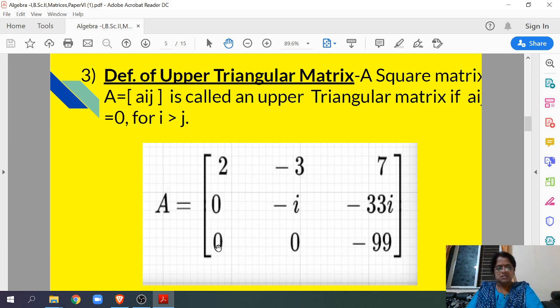Similarly, this is the A31 number, that also should be 0 because 3 is greater than 1. This is the A32 element. In A32 also 3 is greater than 2, and therefore this number should also be 0, and this is the example of an upper triangular matrix.